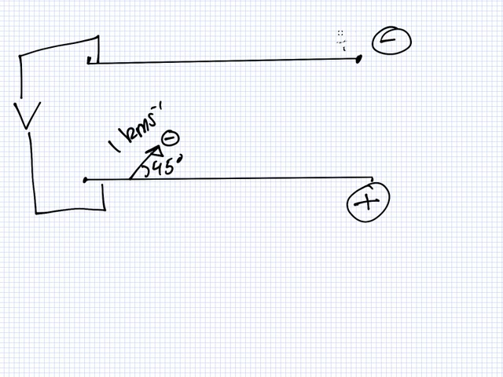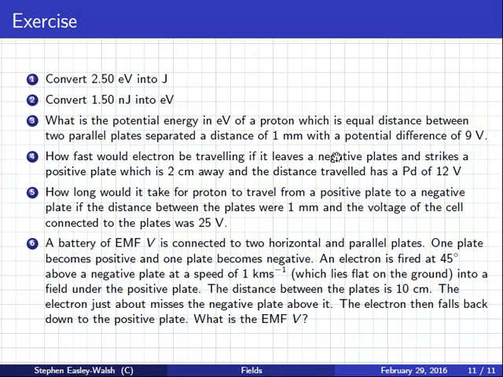So what would happen? Which plate does the electron want to move to? Yeah. It wants to move up to that one. So it'll move up. And then I said it just about misses the negative and falls back down. So what was I looking for here? I was looking for the V.